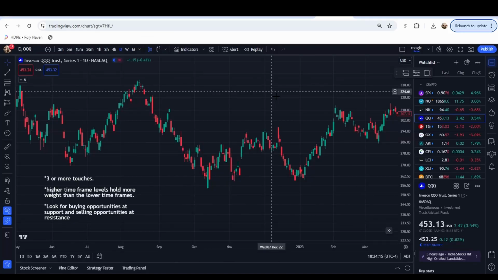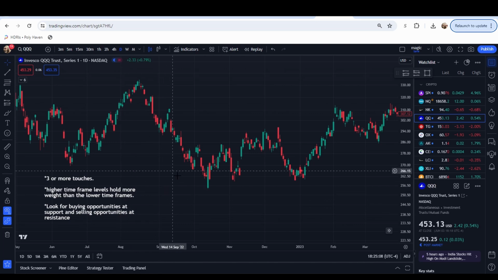All right, so here we go. We're currently on the QQQ trust. We're on the daily chart. Okay, we got our candlesticks, which we just learned, and we're gonna mark up some support and resistance levels. So these are the things we need to remember. Three or more touches, right? That's number one. Three or more touches, and we have a resistance level or a support level, right? The higher time frame levels hold more weight than the lower time frames, and I'll show you why in a second, right? And you want to look for buying opportunities at support and selling opportunities at resistance.